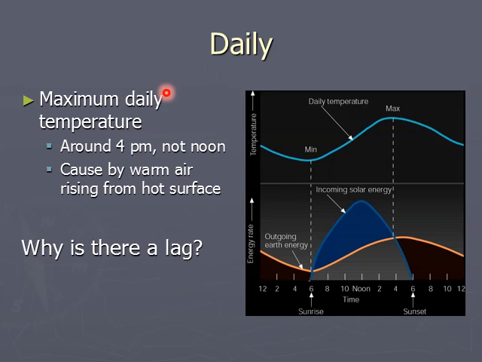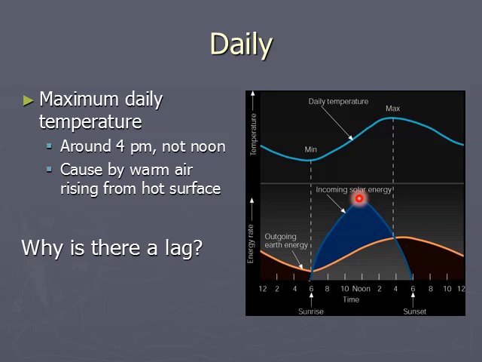Alright, so when do we have a maximum daily temperature? It's interesting that here we have a graph of the energy rate and temperature, and here we have a graph of the time throughout the day. So we have sunrise, and we see incoming energy, and as the energy comes in, the Earth outputs more energy also. Okay, but look at the temperature. So we have a minimum at sunrise and a maximum at about 4 p.m.